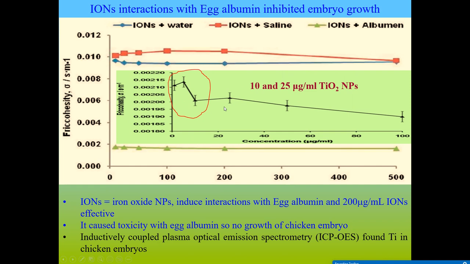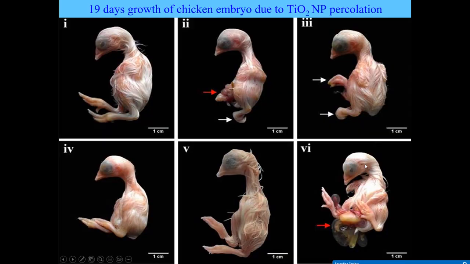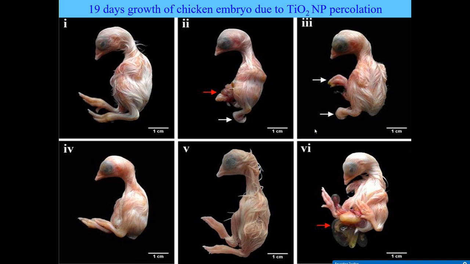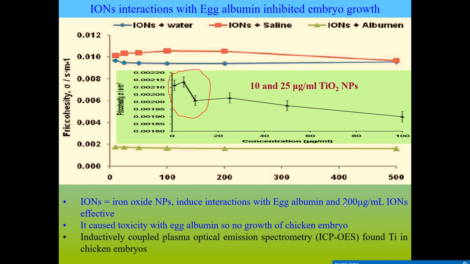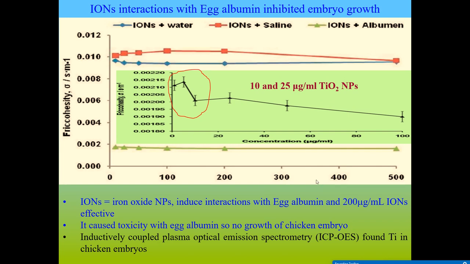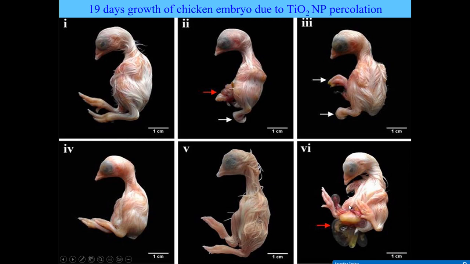And titanium nanoparticles caused difficulty in embryo development in the protein, because the size is titanium 10 to 25 microgram. This titanium aqueous solution had the highest Friccohesity, and when it was injected into the egg by syringe, it completely damaged the embryo. Because of the high surface energy, it percolated to the protein which was responsible for developing the organs, and damaged it. So Friccohesity is a highly active phenomenon, and it damaged this embryo growth. So it is an excellent sensor.